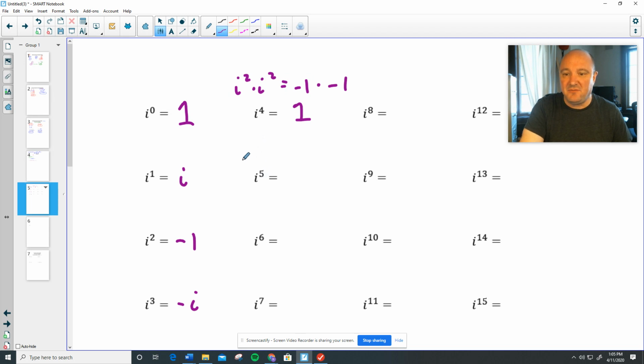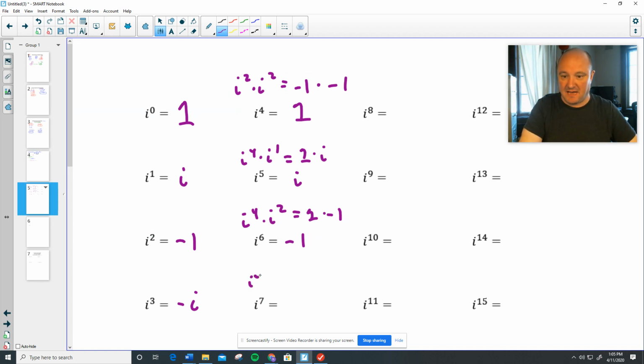So i to the 5th, well, that's i to the 4th times i to the 1st, based on the laws of exponents. Well, i to the 4th is just 1, and i to the 1st is just i. So i to the 5th equals i. What about i to the 6th? Well, that's just i to the 4th times i squared. i to the 4th is 1, and i squared is -1, so this equals -1. It's the same as i squared. i to the 7th is i to the 4th times i to the 3rd. i to the 4th is 1, and i to the 3rd is -i. Multiply these together, I get -i.